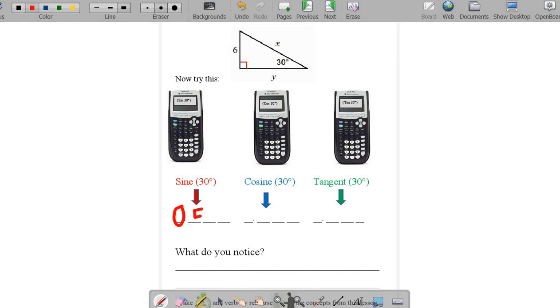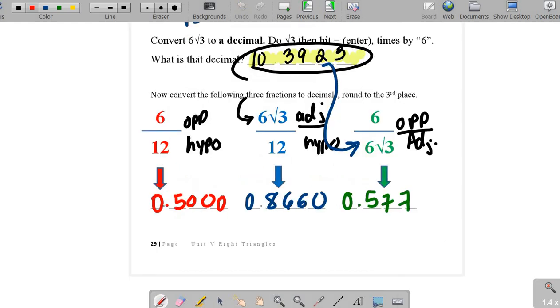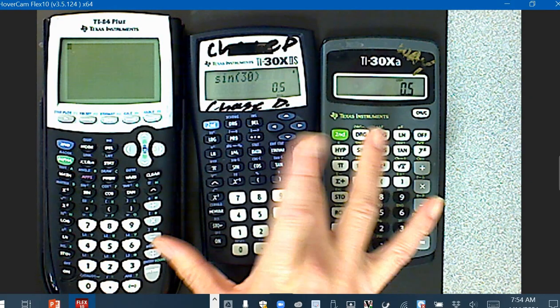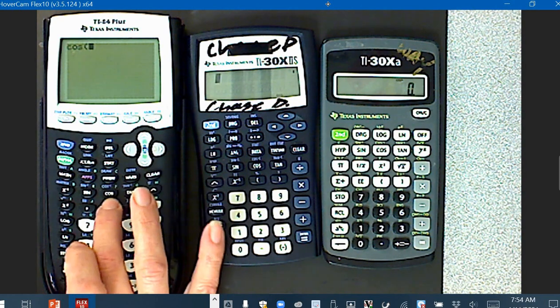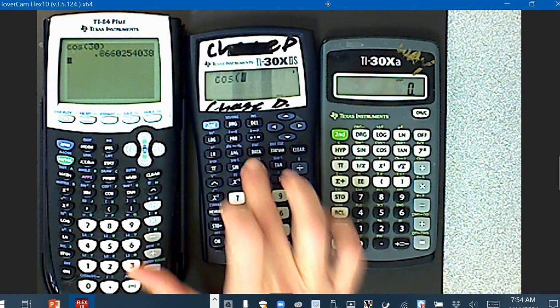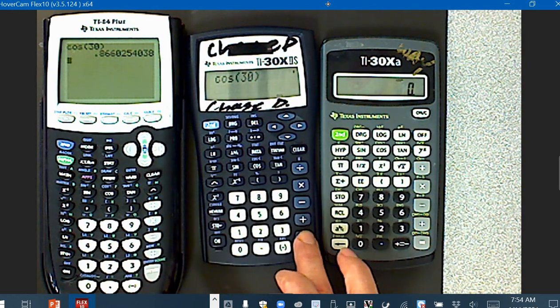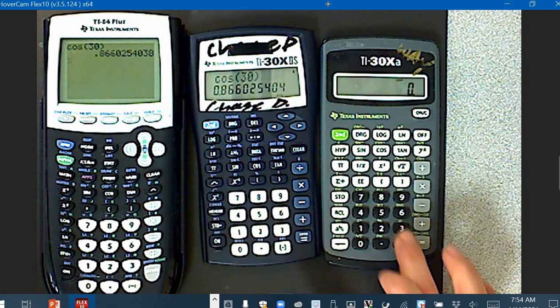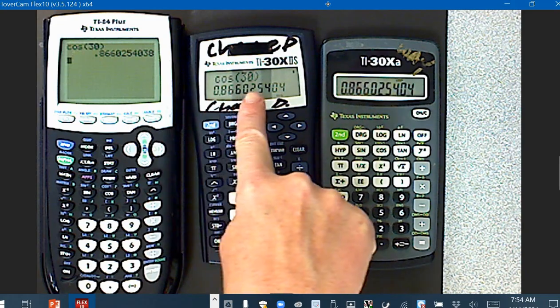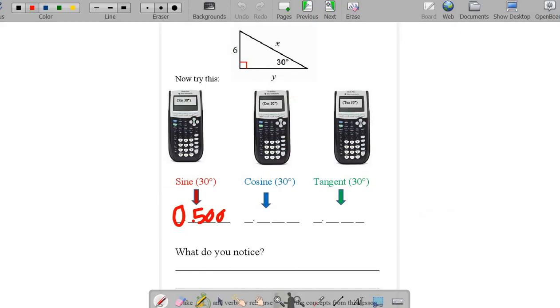What's up with that? What is up with that? The same thing. Let's see what cosine is. Okay, ready? Cosine 30, close the parenthesis, enter, clear. This one goes the other way, 30 cosine. Look, it's the exact same thing, 0.8660, all three. Looky there, the exact same thing.